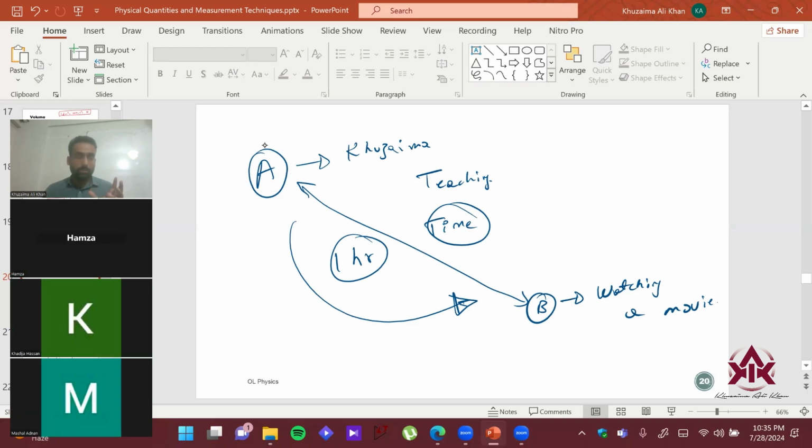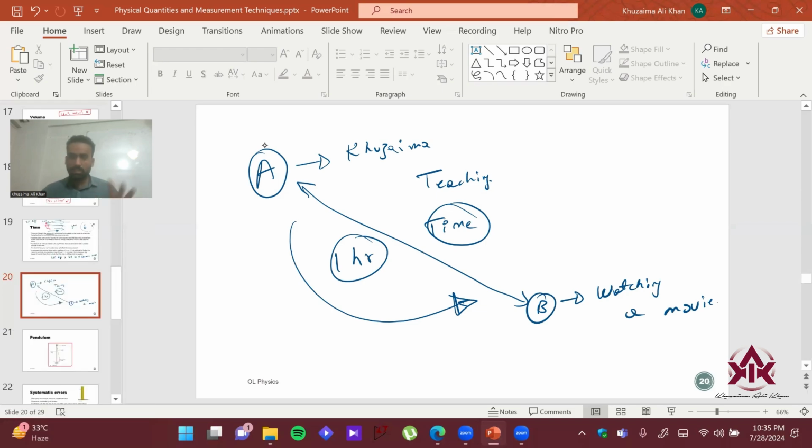I have some very interesting stories, but I don't want to share them at the moment because you guys will be confused, saying what is sir saying, time travel came, this came, that came. Just to keep it simple, if you have event A and event B, the duration between these two events is called time. And how do we measure time? The SI unit of time is seconds.